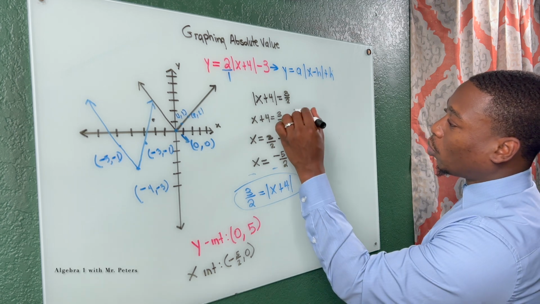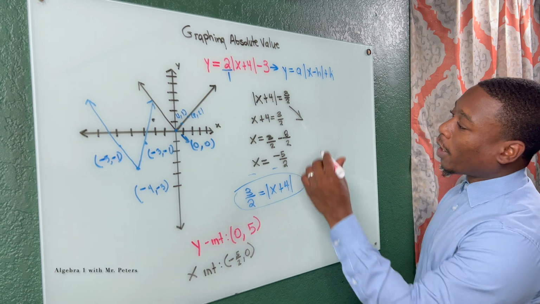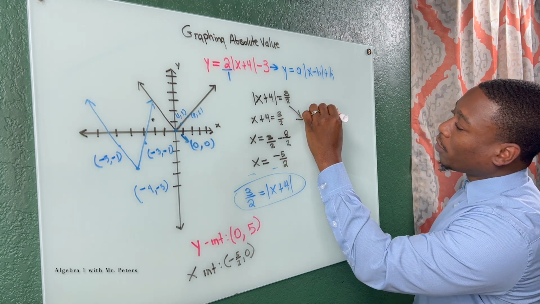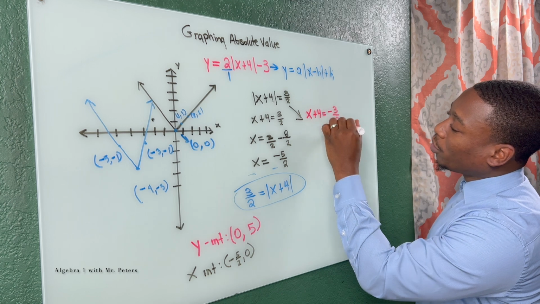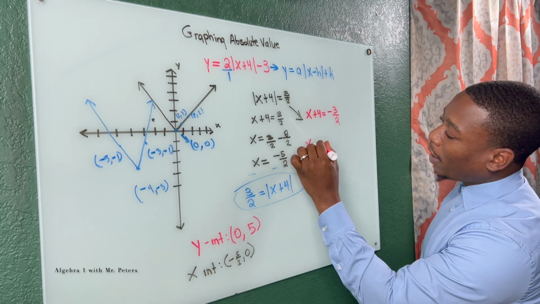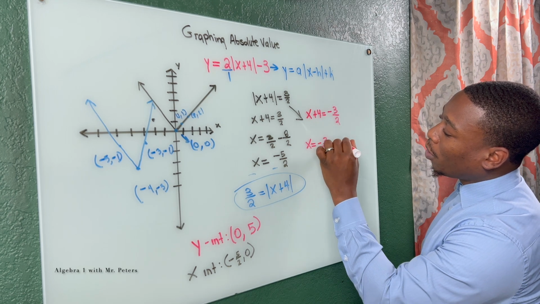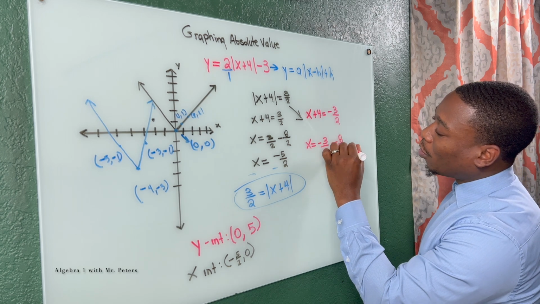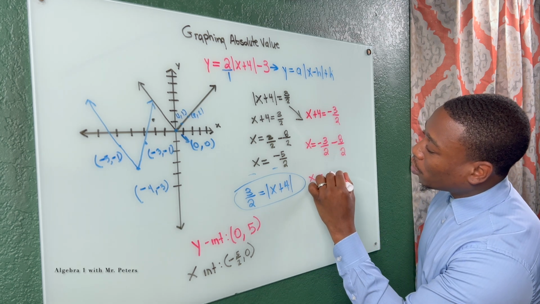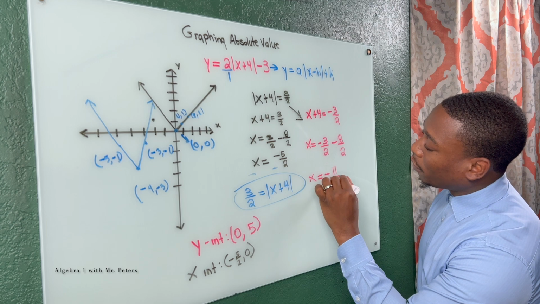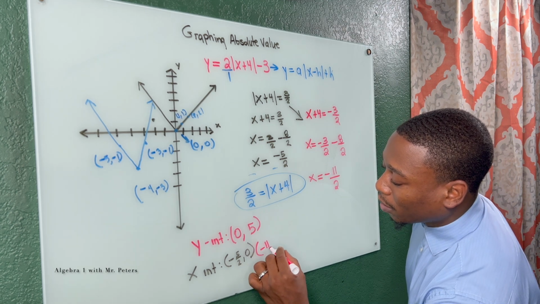So for the second one, all right, let's switch back to red. We have x plus 4 is equal to negative 3 over 2. So now once I subtract, I have x is equal to negative 3 over 2 minus 8 over 2. Combine my numerators, x is equal to negative 11 over 2, and this is going to be my next x-intercept.